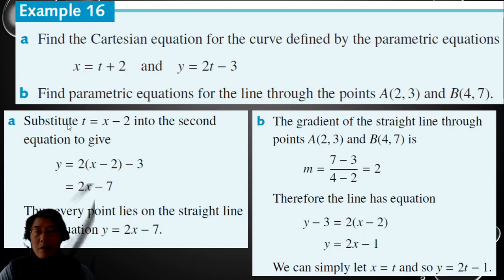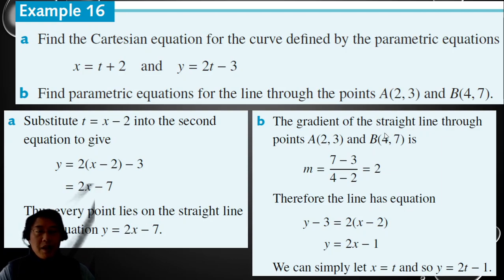Alright, so with part A, what you do is you use either equation, the one that is simpler to make t the subject. So with the first one, you make t the subject and you substitute into the second one. Here is your substitution. You simplify and you get the equation of a straight line.